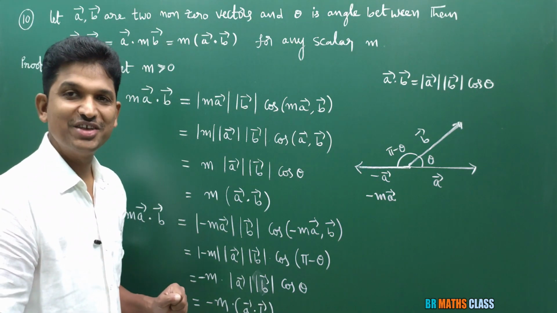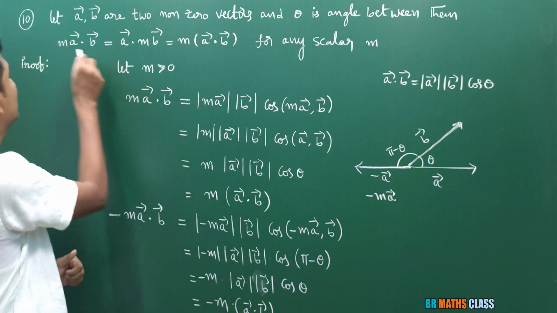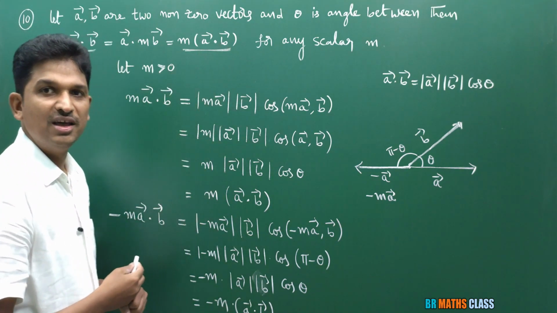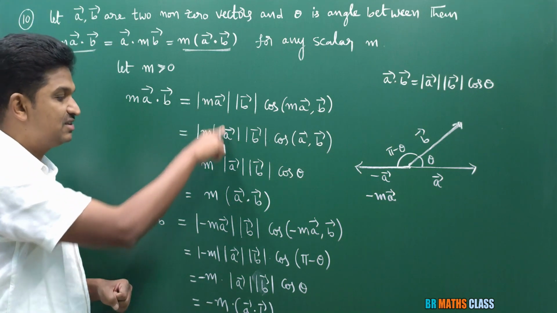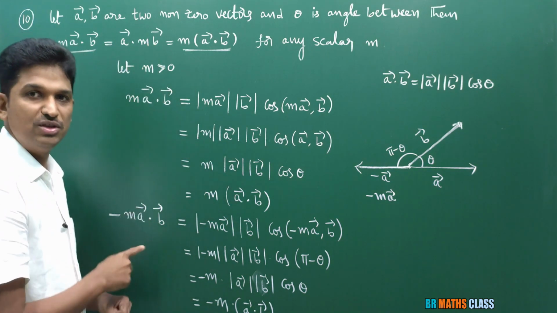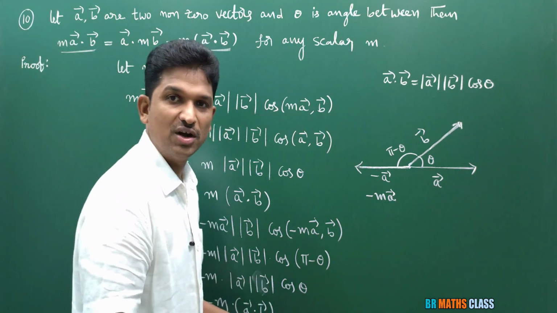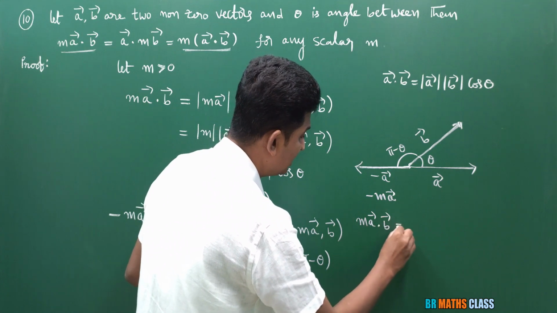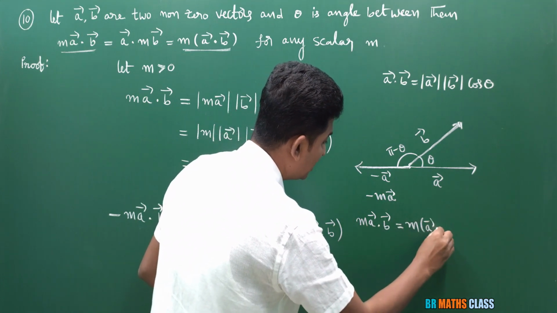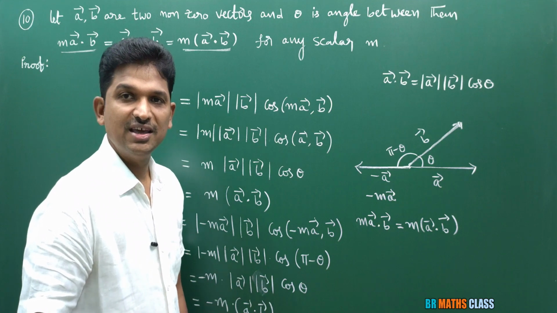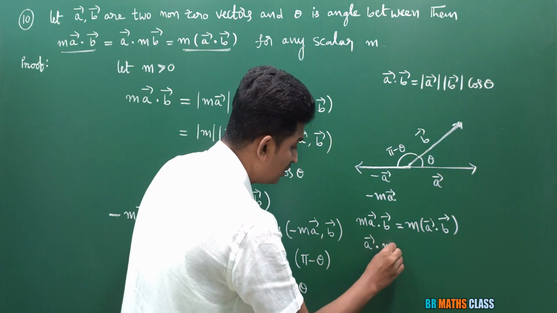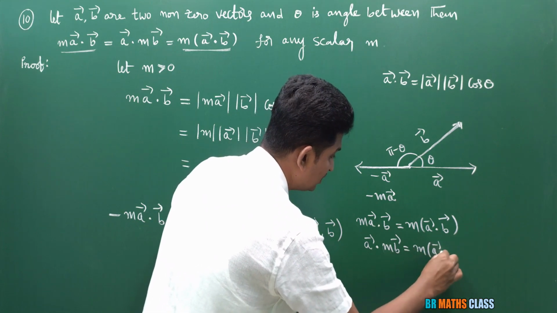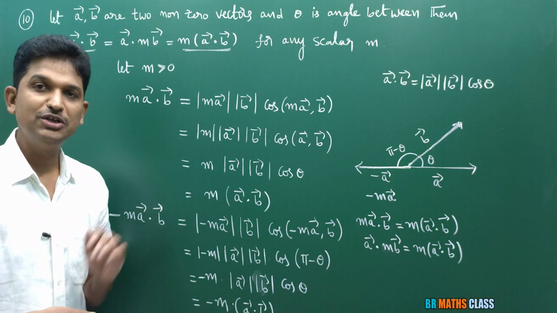What I am trying to say, what I proved till now, I just proved that MA bar dot B bar is M times of A bar dot B bar. Even though if M is positive, this is very clear. Even if M is negative, this result also holds good. So what I proved? I proved this one. MA bar dot B bar is M times of A bar dot B bar. Similarly, you can prove that A bar dot MB bar is M times of A bar dot B bar. I hope you understand this.